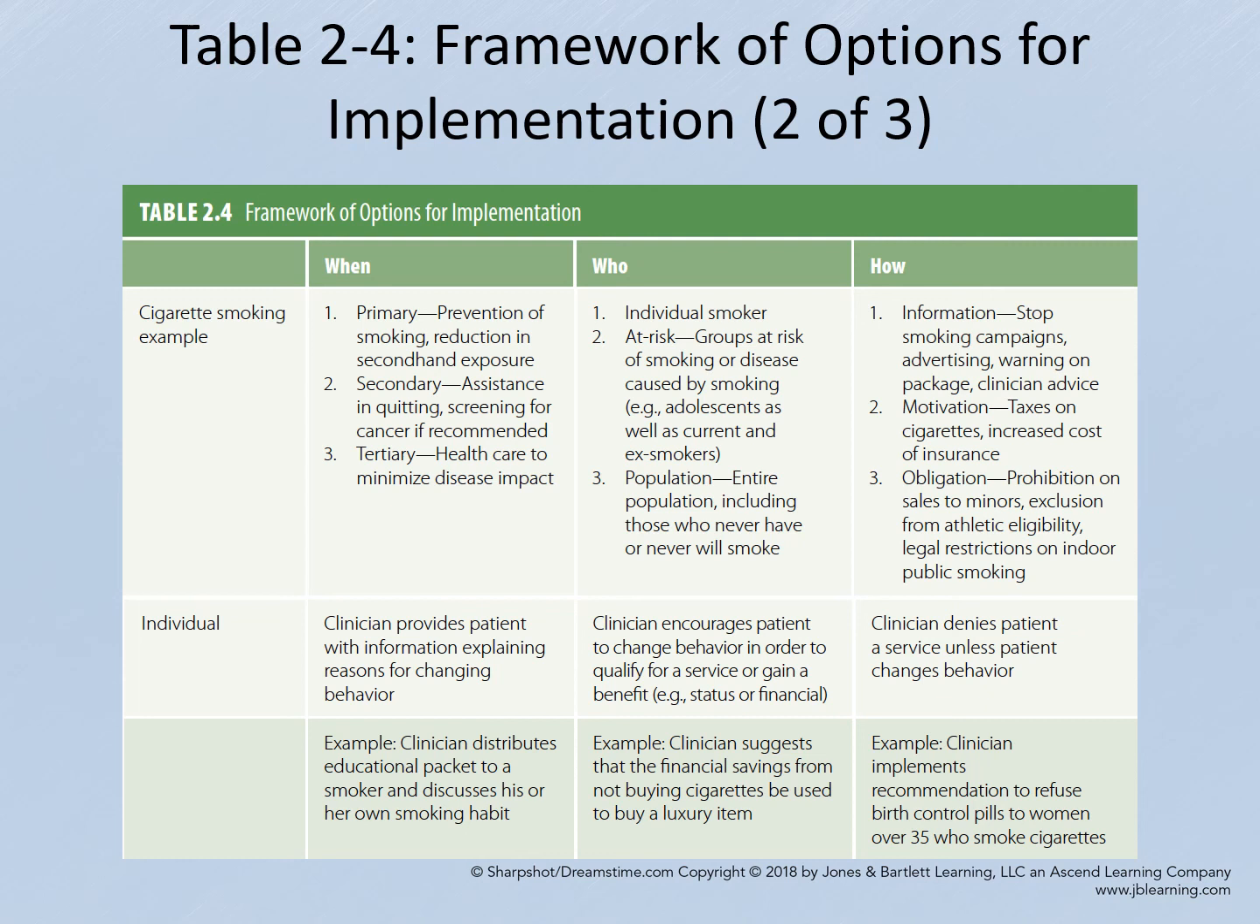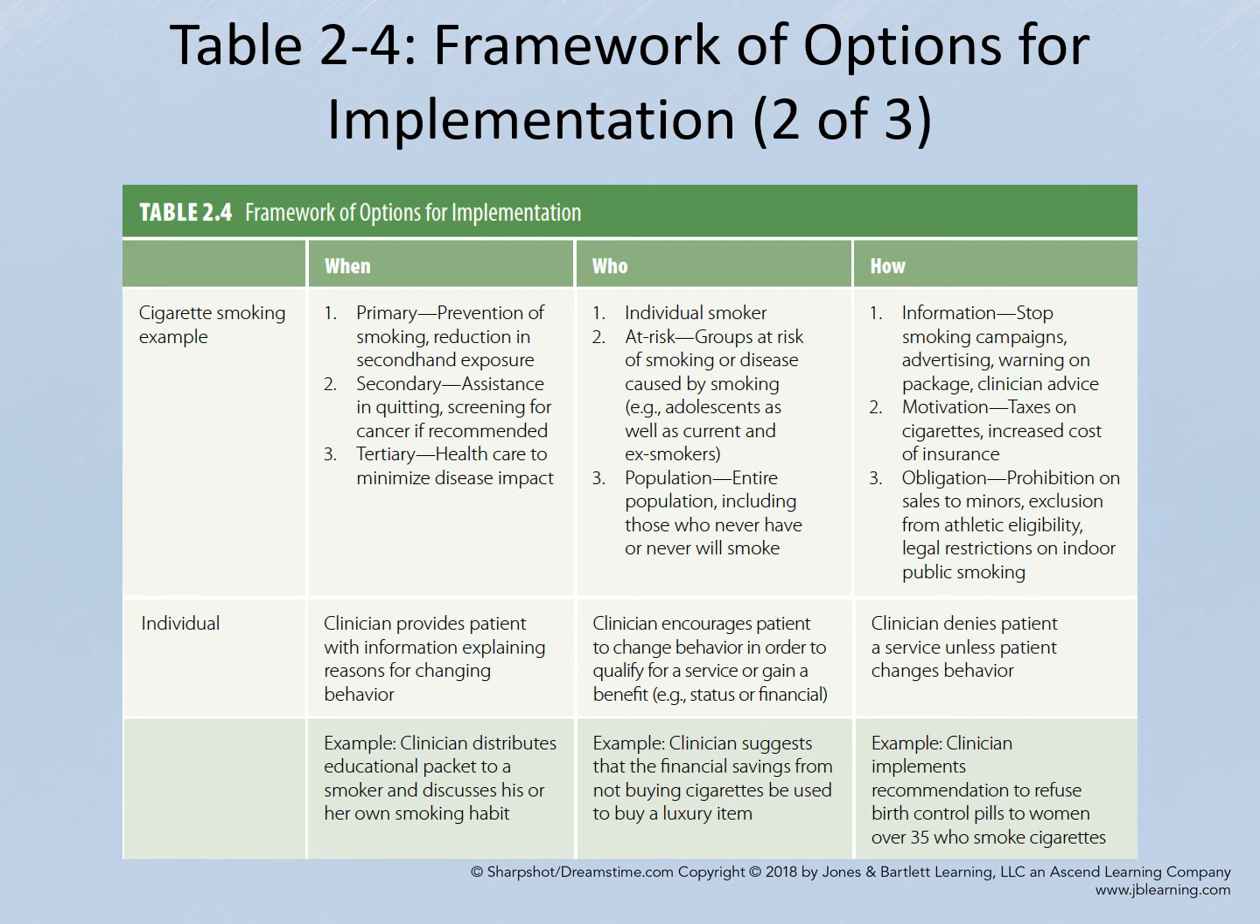These are obligation examples. Then again, looking at the individual, the clinician provides the patient with information explaining reasons for changing behavior. Example, the clinician distributes an educational packet to a smoker and discusses his or her own smoking habit. For motivation, the clinician encourages the patient to change behavior in order to qualify for a service or gain a benefit. Example, the clinician suggests that financial savings from not buying cigarettes be used to buy a luxury item.